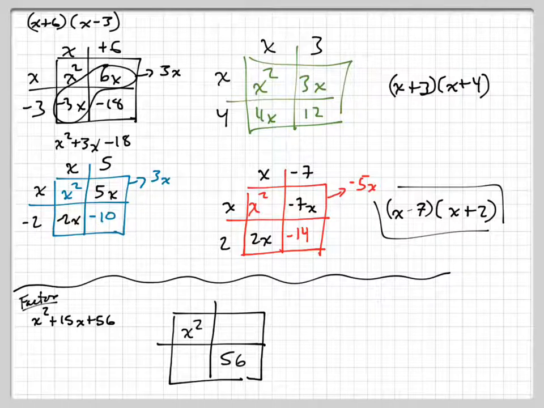Okay, so when you set this up, you would want to put the x squared here and the 56 here. Because that's just like how we're used to setting it up when we multiply it up. Okay, now what about this 15x? Where does that 15x come from?